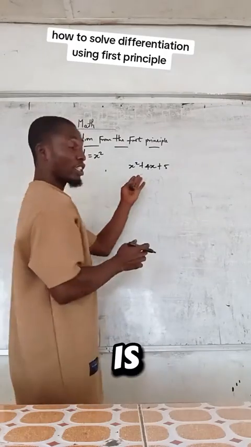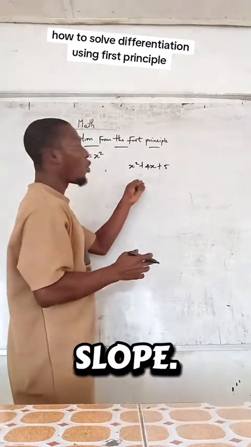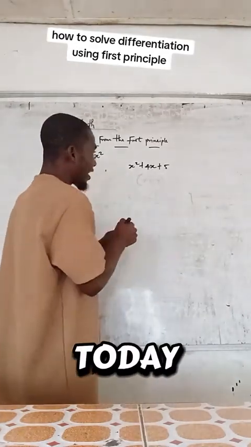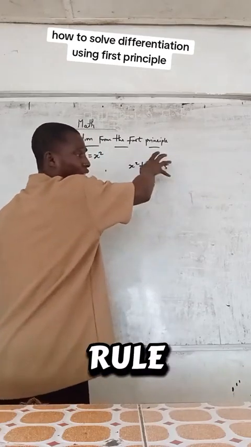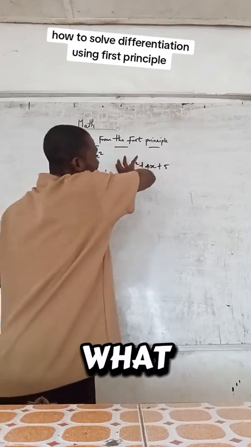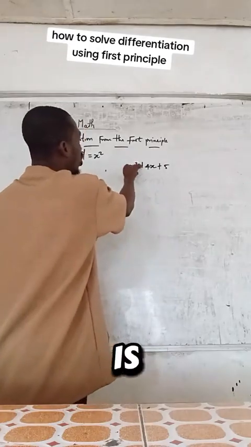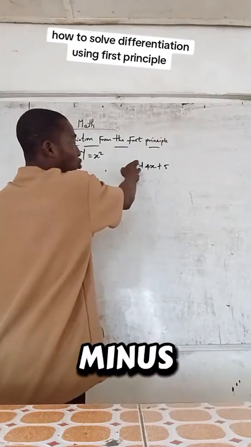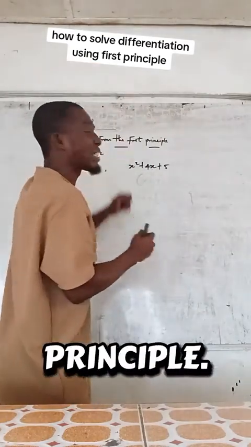This is a quadratic function. I can find the slope, but today I am going to talk about the general rule. There is another rule that I can use to find the slope of this. The general rule: all I need to do is bring this 2 down here, minus 1 from this one. I will explain that in the next video. But I'm talking about first principle.